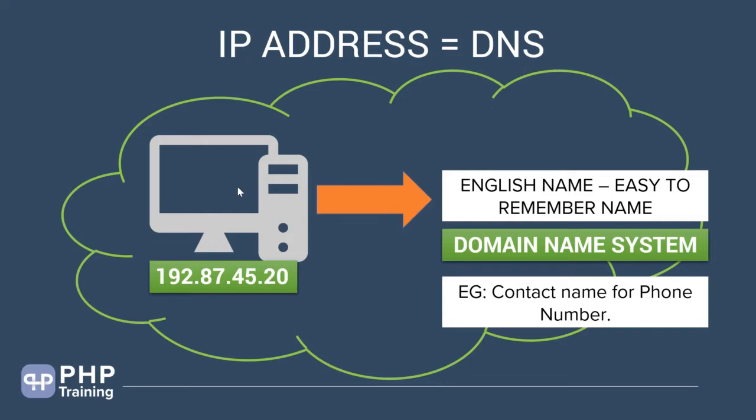Every computer in the internet which has an IP address, you can give an English name, that is an easy to remember name. That is nothing but domain name service, DNS. DNS is nothing but an English name or an easy to remember name for your computer which has an IP address. Remember, you need to have a unique IP address, and to that unique IP address you assign the domain name system. And why do you do it? Why do I have to give a domain name for an IP address?